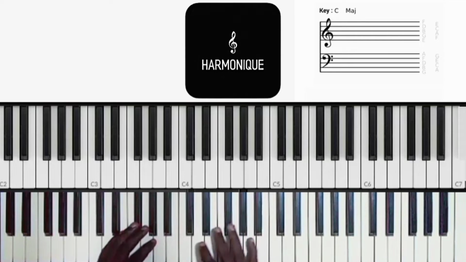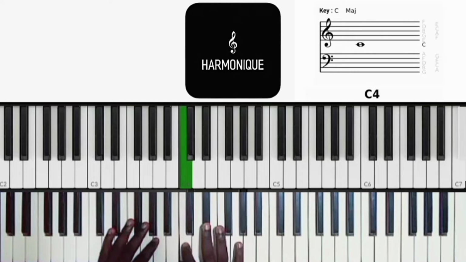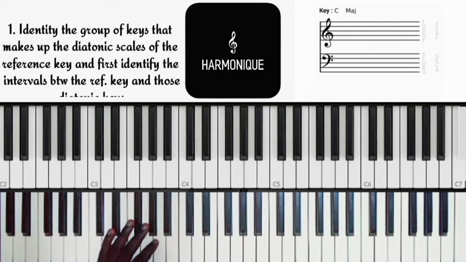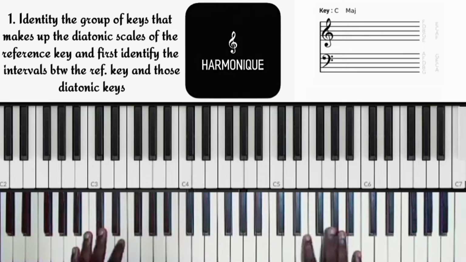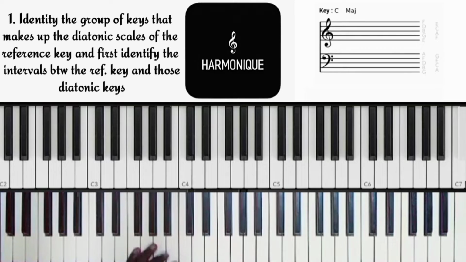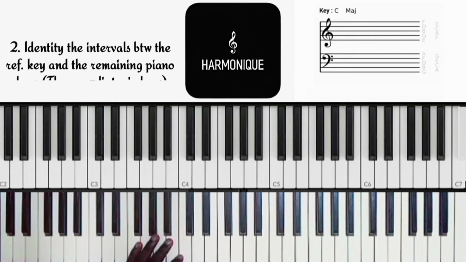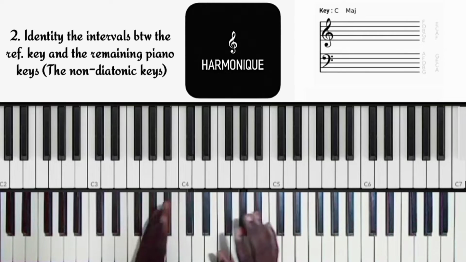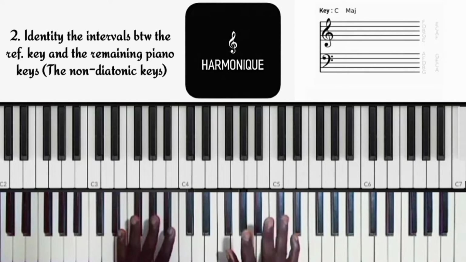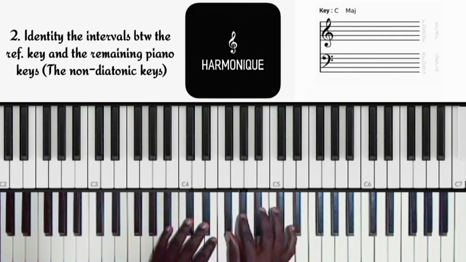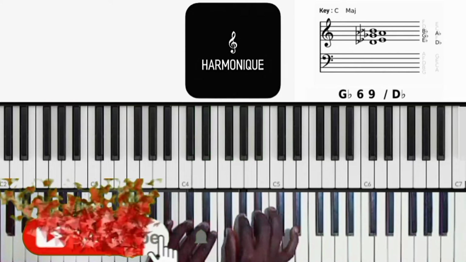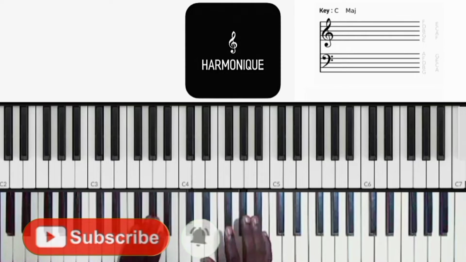For example, if we want to get to know the interval, or you can say distance, between a particular key, let's say middle C, and any other key above it, we will have to do two things. First of all, we will have to identify the keys that make up the C diatonic scale. From there, we'll get to know the interval between C and those diatonic keys. Secondly, we will then have to identify the interval of the remaining keys that are not from the C diatonic scale, which in this case is basically the 5 black keys. We will now practicalize these two steps.